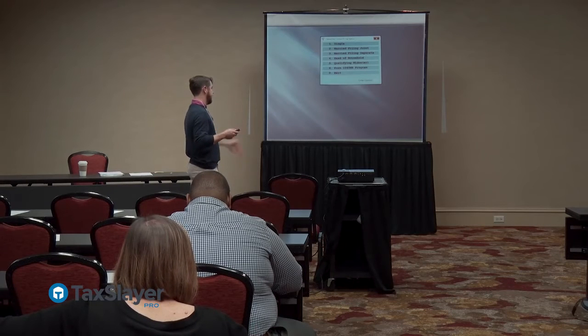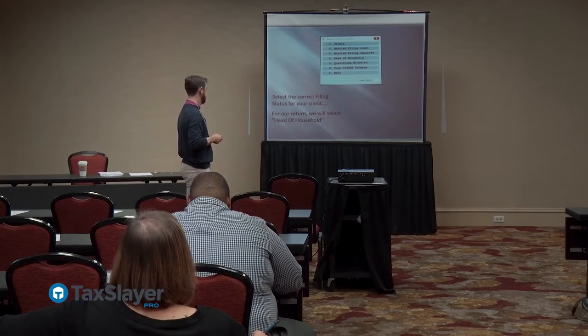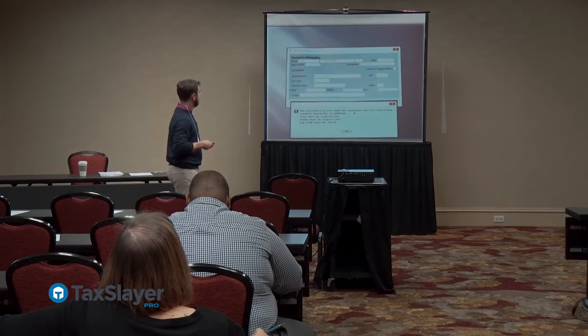So once we do that, it's going to take us straight to the filing status. Select the correct filing status for your client or return, and we will select head of household. For this return, we're going to do head of household. All right, then it's going to take you into personal information. So you'll type in the information there.